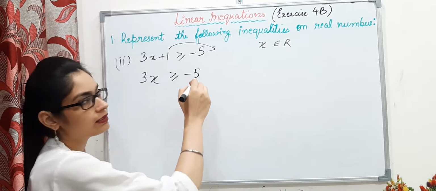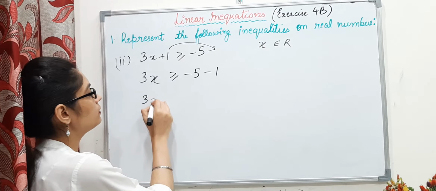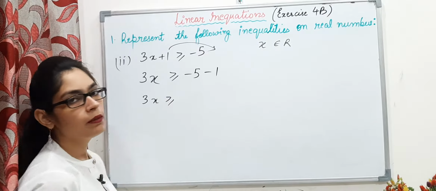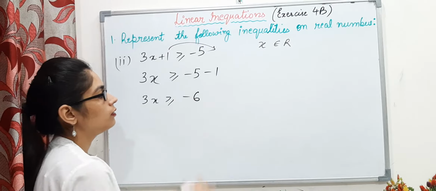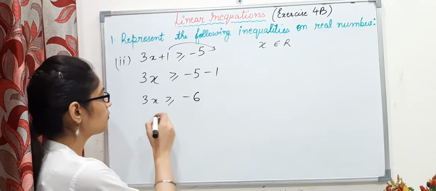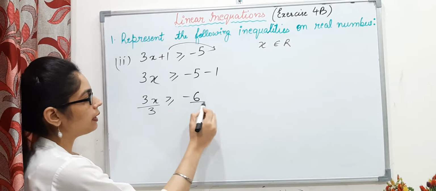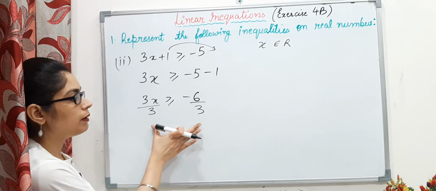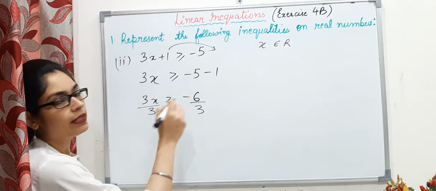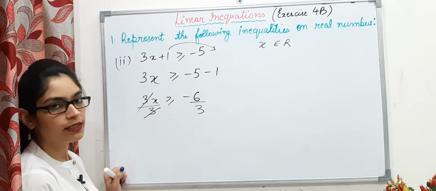So minus 5 as it is, I will write here minus 1. So 3x is greater than or equal to minus 5 plus 1, which is minus 6. With x, 3 is there, so we can divide both the sides by 3. When we multiply or divide both the sides by a positive number, no need to make any change in the sign of equality. 3 and 3 will get cancelled.